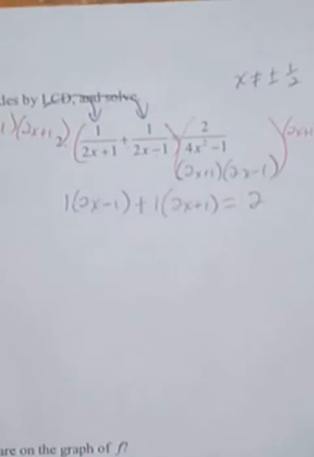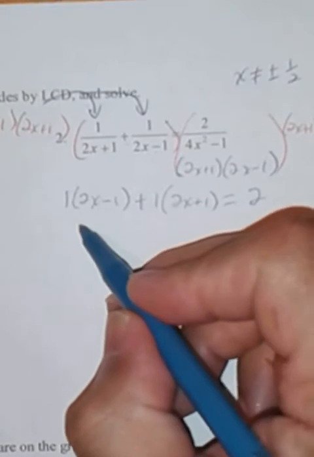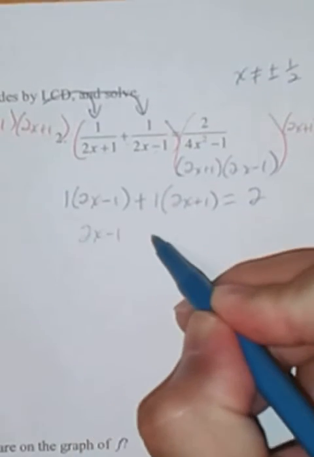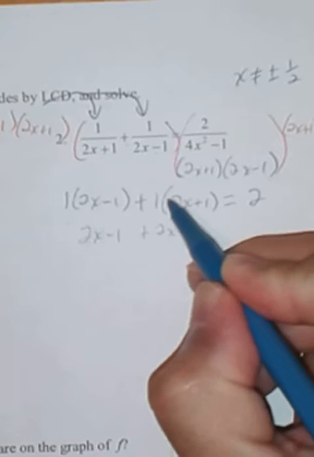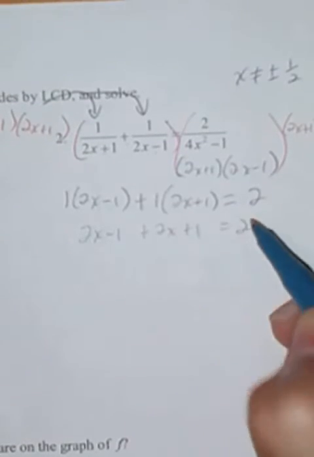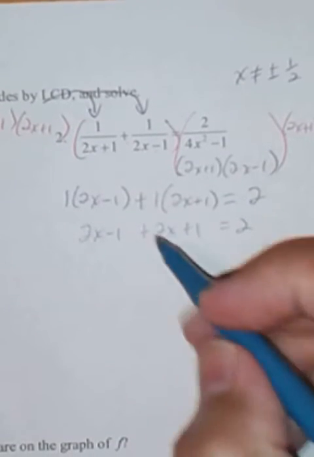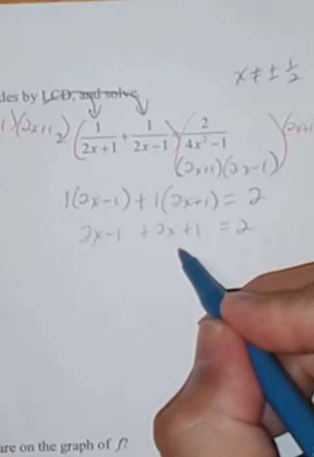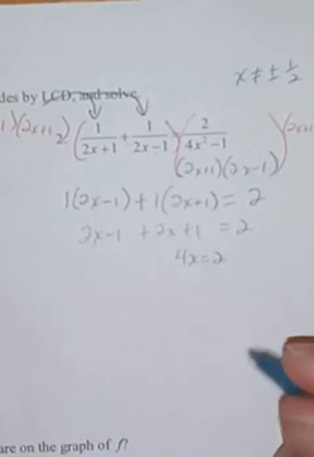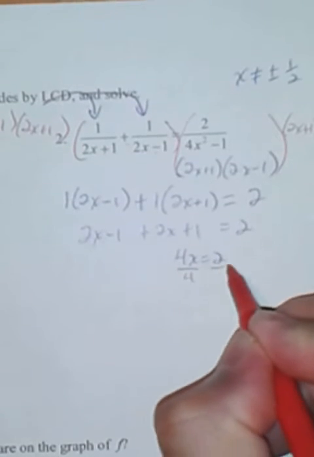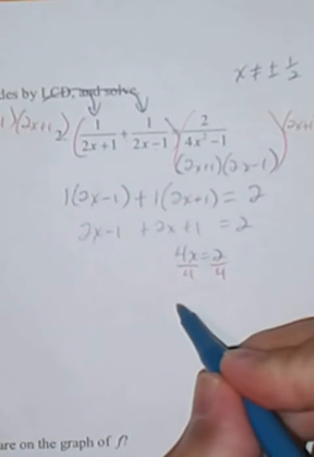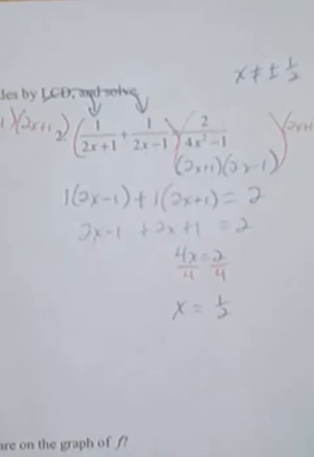Okay, I'm going to go ahead and distribute now. So I have 2x minus 1 plus 2x plus 1 equals 2. Minus 1 and plus 1 add up to 0, so I have 2x plus 2x, that's 4x equals 2. I divide by 4, because you're solving for x. Write that down just to make sure we know that's what we're doing. And I get x equals 1/2.